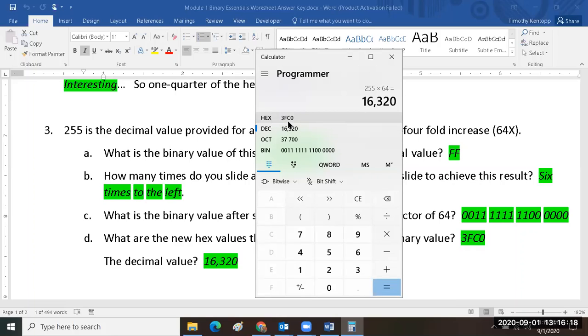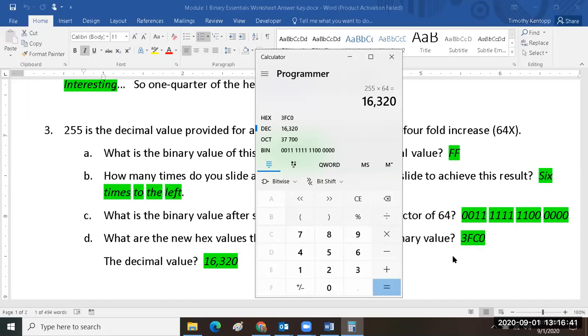You have a hex value of 3 Foxtrot Charlie 0. You have a decimal value of 16,320, and your binary value is 0, 1, 1, 1, 1, 1, 1, 1, 1, 0, 0, 0, 0, 0, 0. And yes, you got to keep the trailing zeros intact, because if you didn't, then it would be a much smaller binary value and you wouldn't get the same thing.